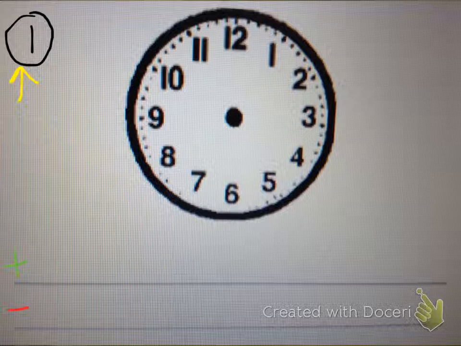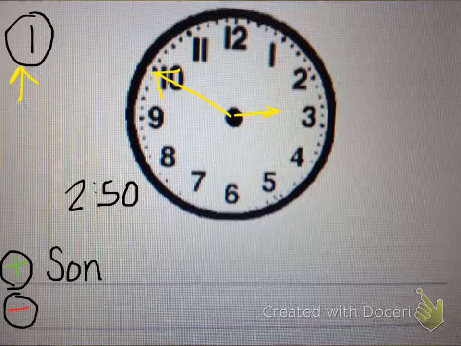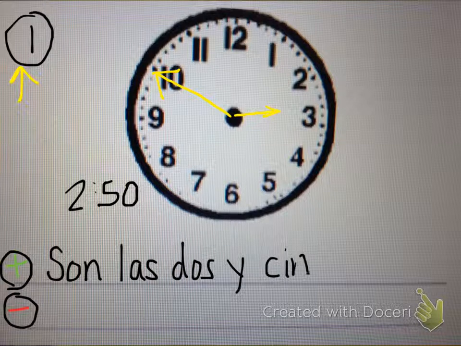So for clock numero uno, we're going to do, let's say, 2:50. So we have our hour hand is getting closer to the 3 because it's almost 3 o'clock, all right? And what we're going to do is we're going to do both the positive and negative times. So you see I put the plus sign and the negative sign, okay? So remember we're doing 2:50. I'm going to keep the digital time in this corner right here. So what we learned the other day, son las 2:50.